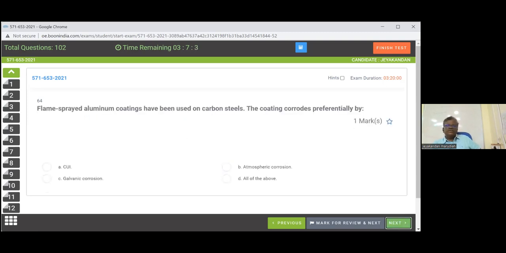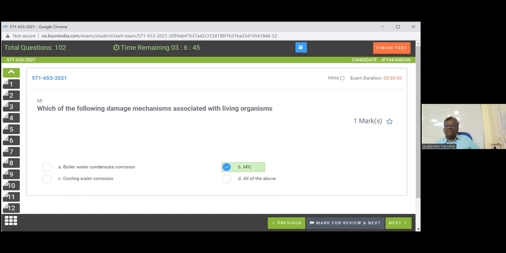Next. Flame spray aluminum coating has been used on carbon steel, with coating pores sealed, to protect against galvanic corrosion. That is the purpose of aluminum coating. Which one? MIC. Lack of oxygen, light or dark, all of them. MIC in pressure vessels, no. Storage tank bottom.